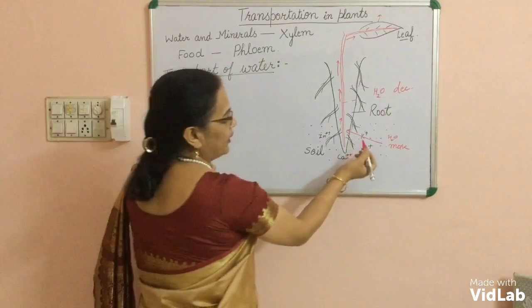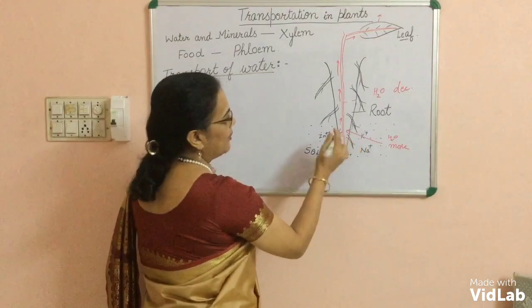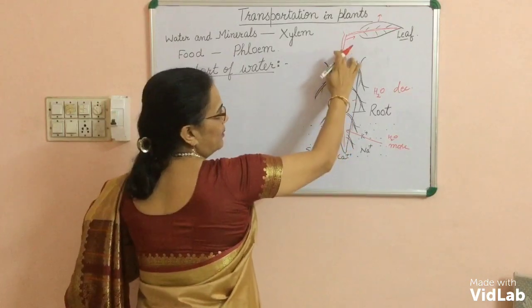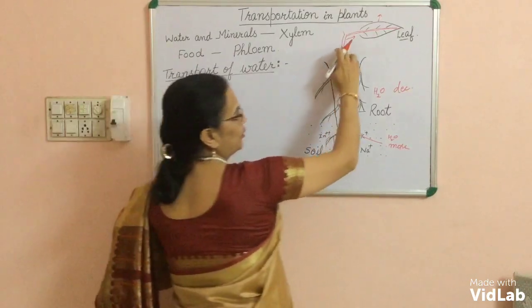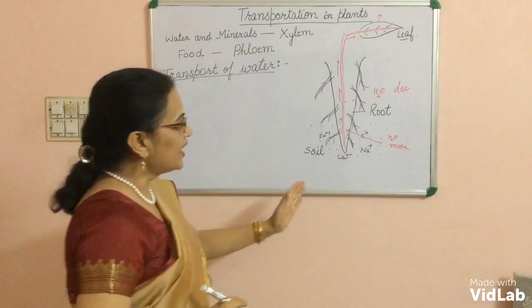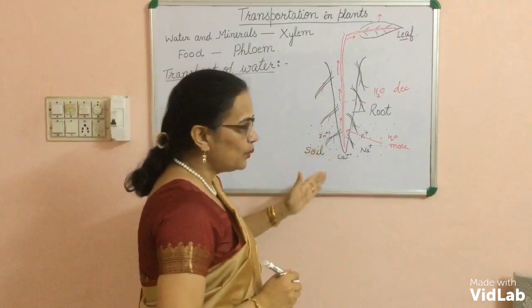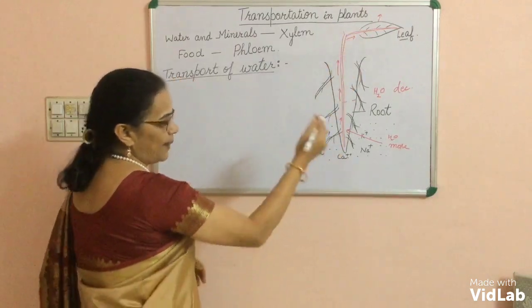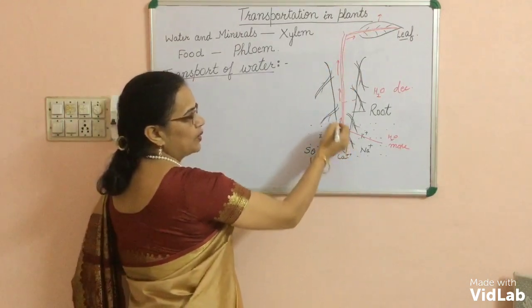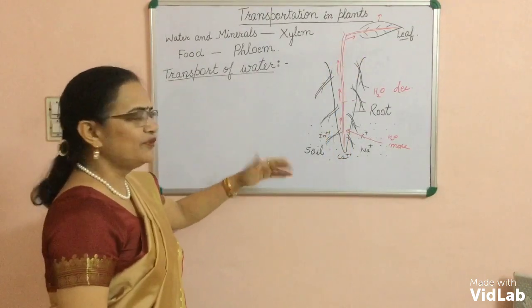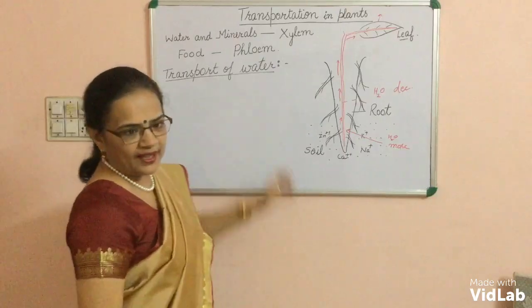Now, water enters inside the xylem of the root. Then it moves into the xylem of the stem and then towards the xylem of the leaf. So xylem forms a continuous channel from root, stem towards the leaf. Water moves in upward direction from root, stem towards the leaf. In small plants, by diffusion, it moves in upward direction.